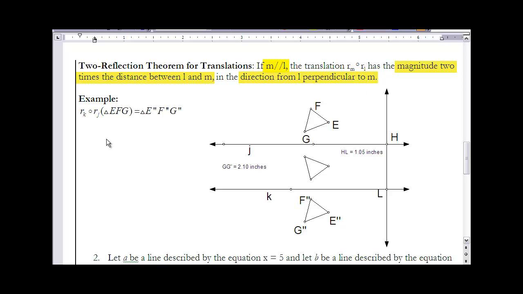Down here I have an example of a translation involving two reflections.